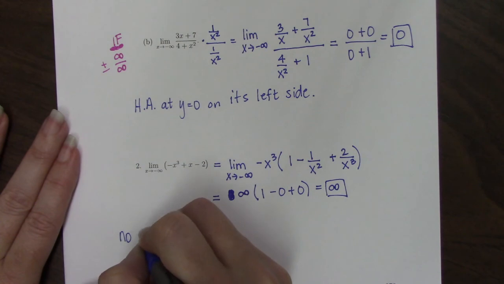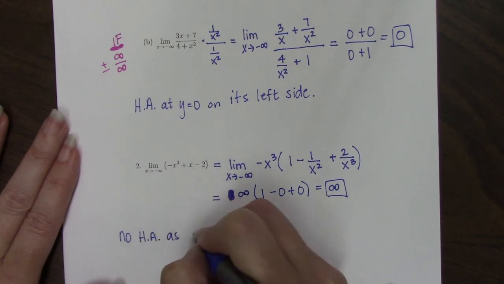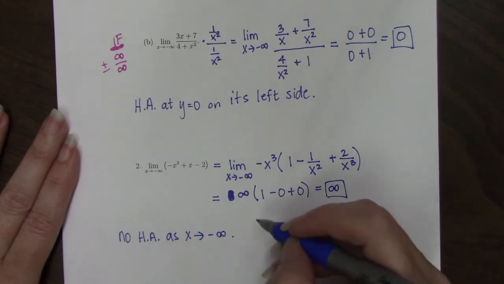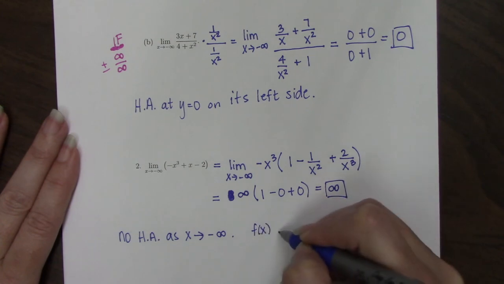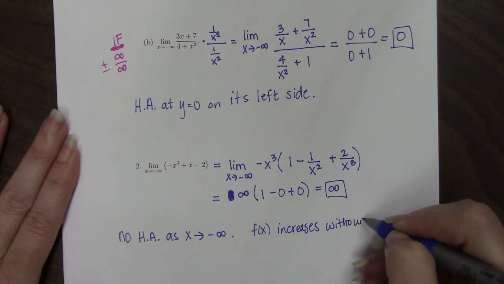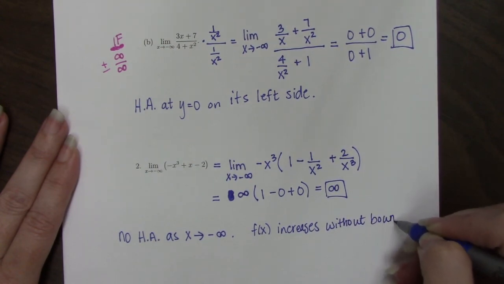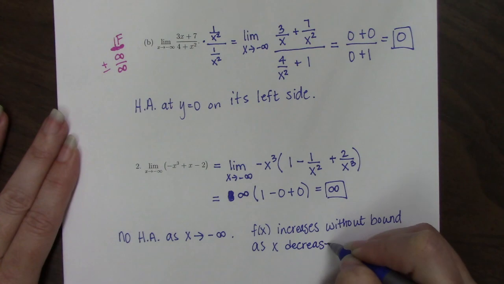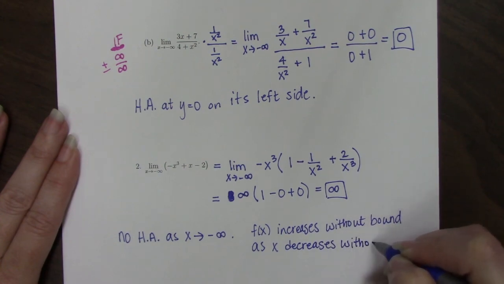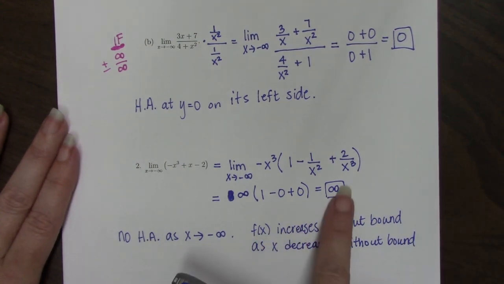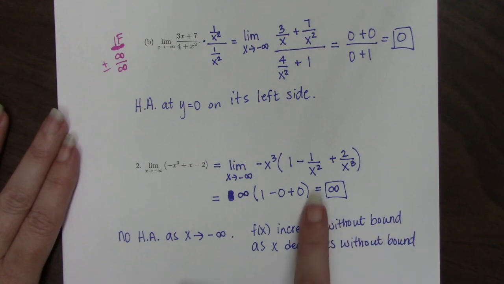So we would conclude there's no horizontal asymptote as x approaches negative infinity, and that f of x increases without bound as x decreases without bound. The y values that come out grow to positive infinity, increase without bound, as we look to the left, so as x decreases without bound.